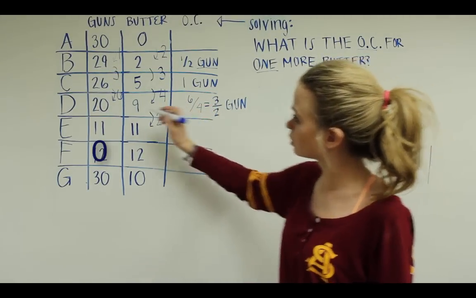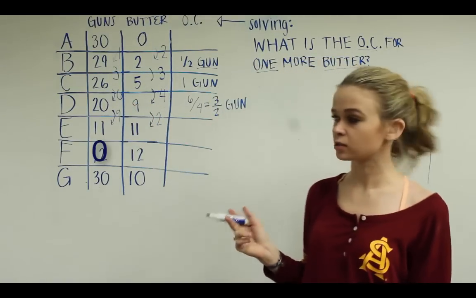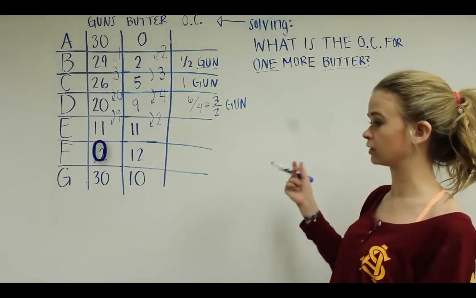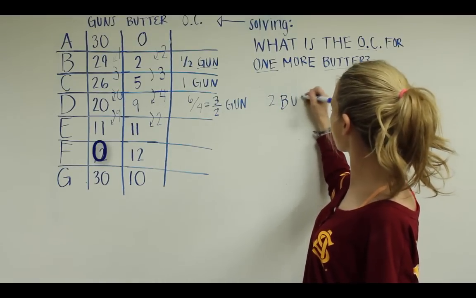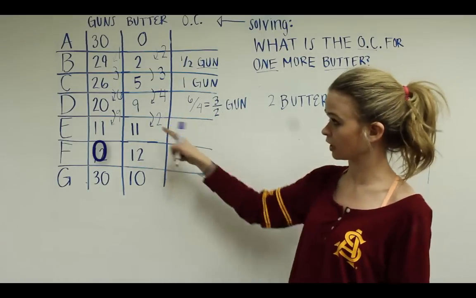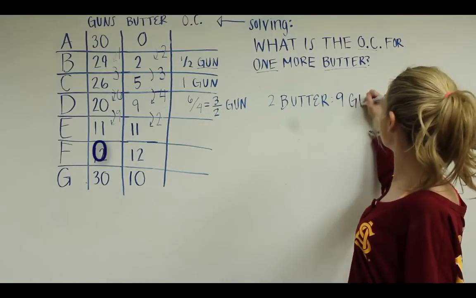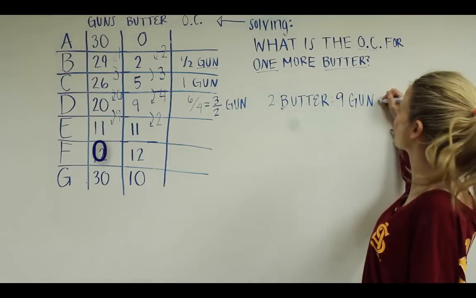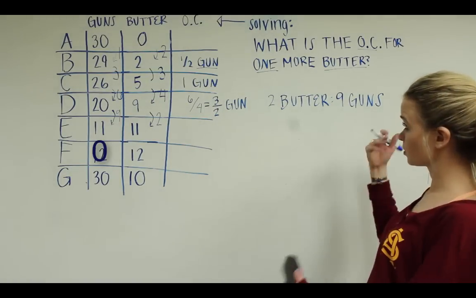2 gained, 9 lost, because we're moving from 20 to 11. So, 2 butter were gained, again 9 to 11, and from 20 to 11, 9 guns were lost. So, we're going to do this the math way with the ratio.